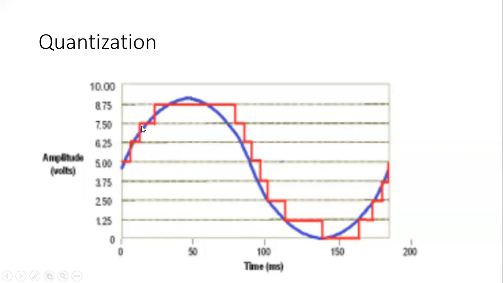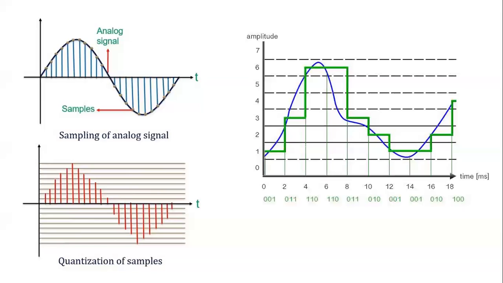So we have given a particular voltage to each step, each level. That is how the quantization is done. To make it very simple, in quantization you are just giving a voltage level wherever the sampling has happened. Okay, and we call it quantization.